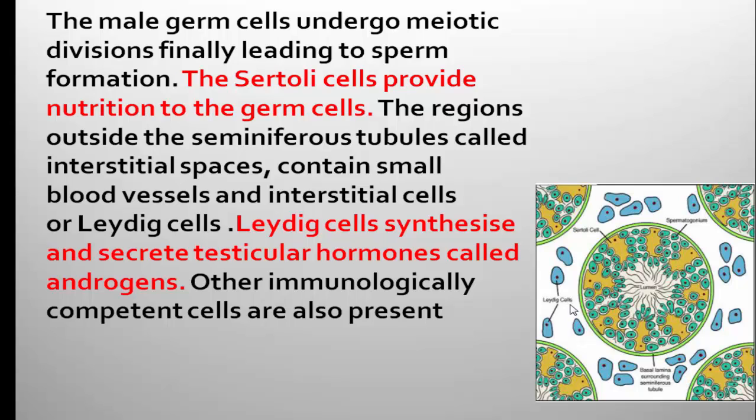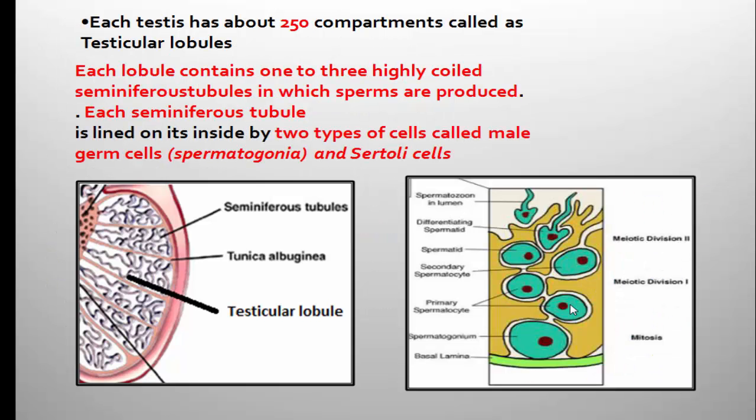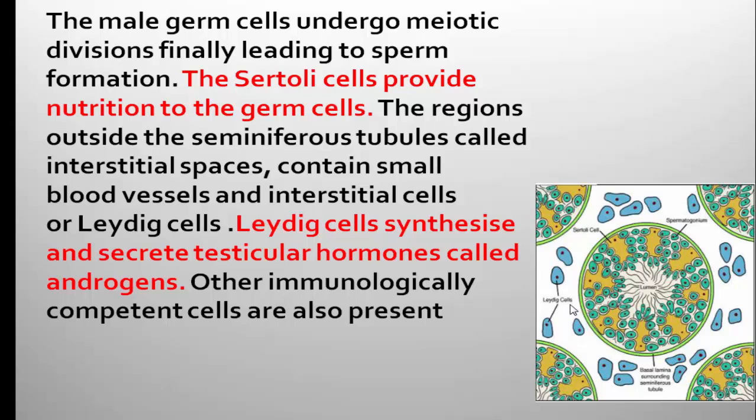So today in this video, the explained part includes the number of testicular lobules, 250. Each testicular lobule contains 1 to 3 seminiferous tubules. The seminiferous tubules are lined by germinal epithelium, which contains two types of cells, male germ cells and Sertoli cells. The male germ cells undergo spermatogenesis and give rise to sperms, and Sertoli cells provide nourishment to the germ cells, hence also called nurse cells.